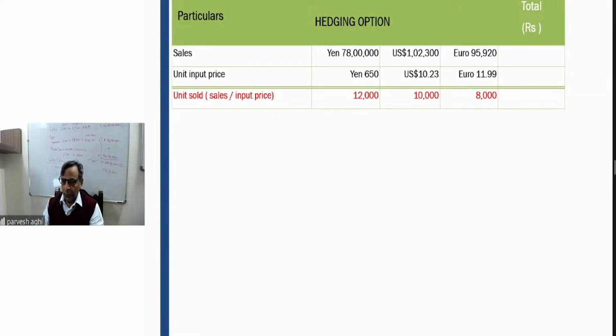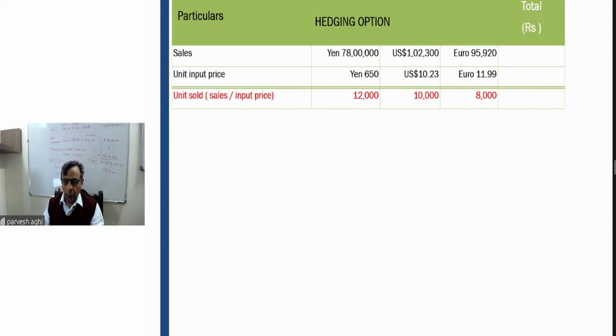So first option is suppose he hedges. Now we know that his sales is 78 lakhs yen when he exports to Japan. When he exports to US dollar, the sale is 1,02,300. And his sale is 95,920 euros when he's selling to Europe. Okay. Fine. I think it was Germany. So euro is the currency there.